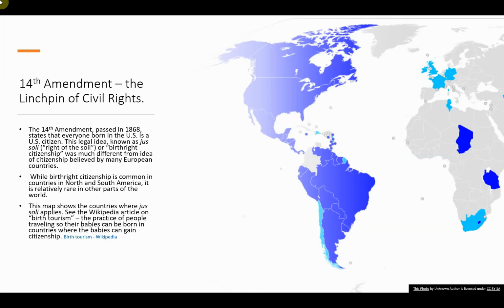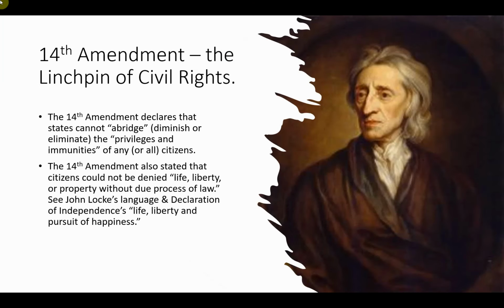See the Wikipedia article on birth tourism, the practice of people traveling so their babies can be born in countries where the babies can gain citizenship. So these blue countries all have jus soli, and the gray ones do not have birthright citizenship. So that is a new legal doctrine that really didn't exist so much before the 14th Amendment was passed, and it's very helpful here. The 14th Amendment, the linchpin of civil rights, continued.